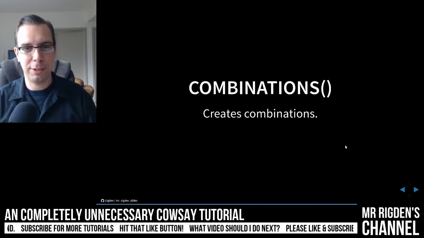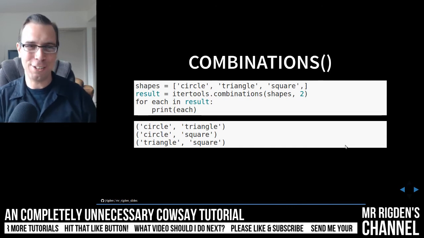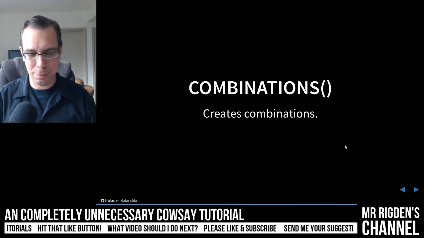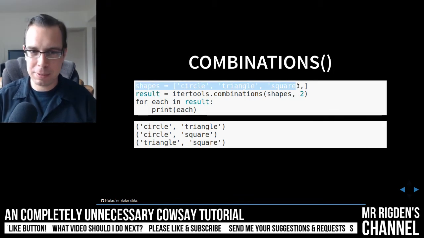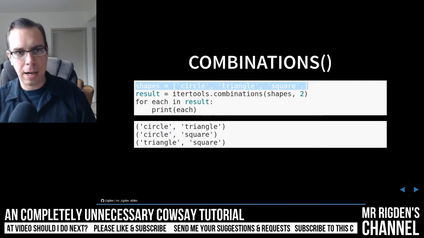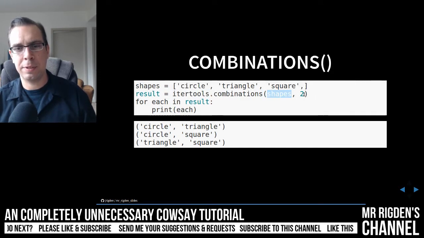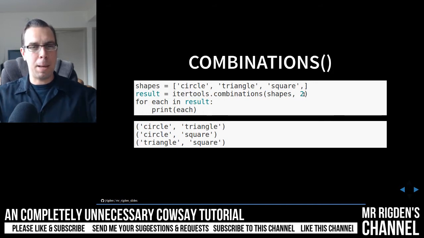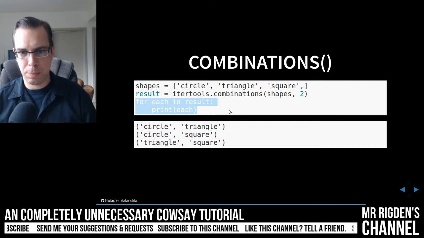Combinations. All right, combinations are cool. It creates combinations. Oh, there's no sample on this one. But here, you'll see. So we've got shapes. We've got circle, triangle, and square. We're going to do Itertools combinations. So you give it an iterator, and you tell it how many members you want. Okay? So then we're going to step through and print them out.